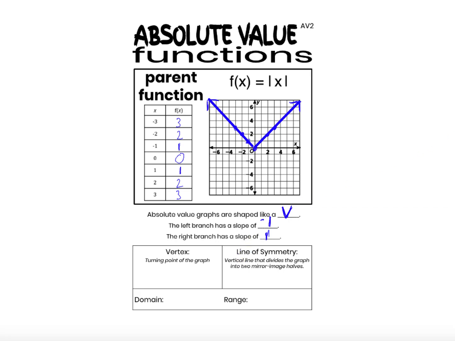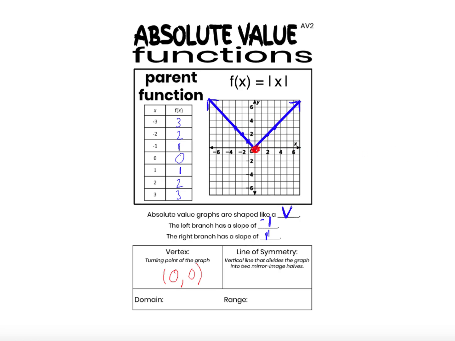The vertex is the turning point of the graph. The vertex is right here for the parent function, and it has a coordinate of 0, 0. The vertex of the parent function of the absolute value function family is the origin, 0, 0.